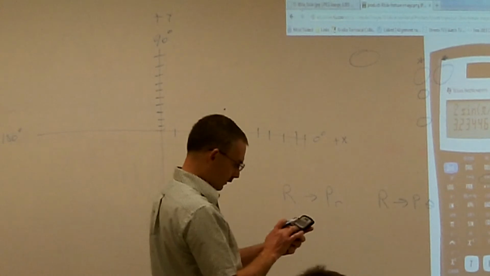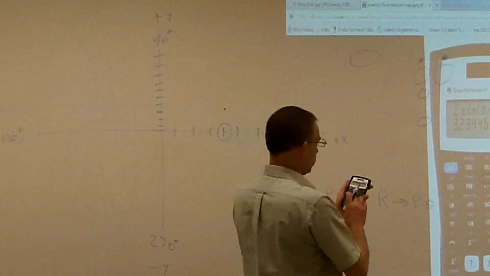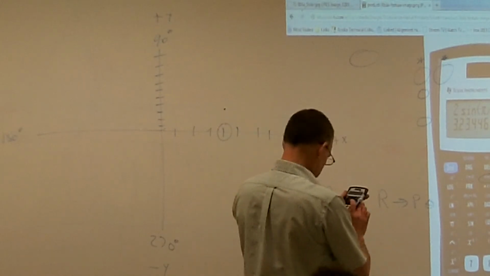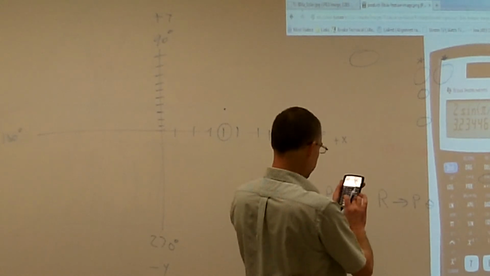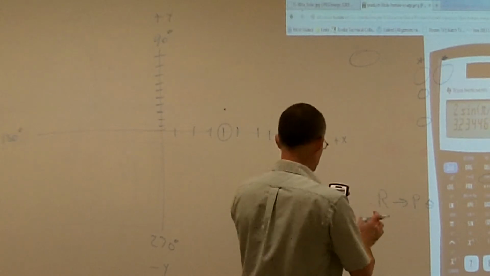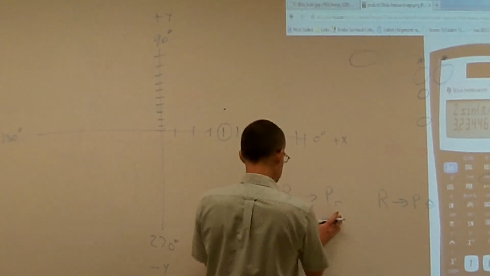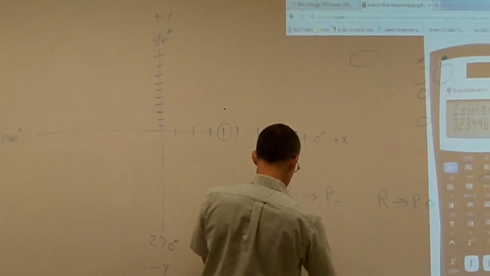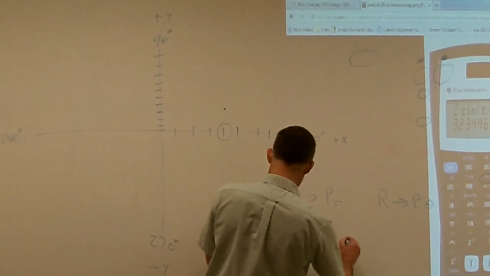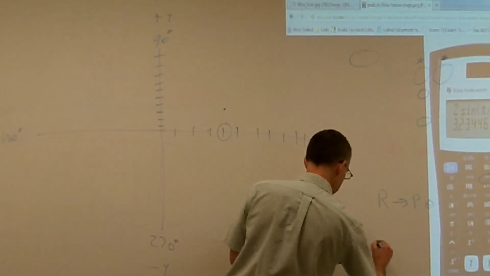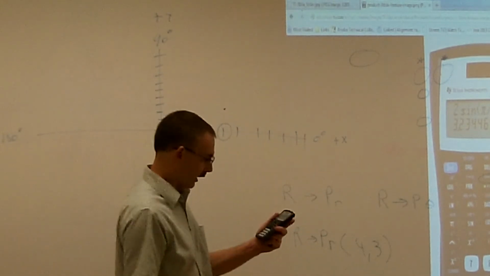So I'm going to go second, hit my rectangular to polar, hit enter. Then I'm going to put in my 2 values in the parentheses. I'm going to hit 4 for my x, then second comma, then 3, and then close my parentheses. My screen looks like this: PR, parentheses, 4, comma, 3, and then close out my parentheses. Then if I hit equals, I get 5.